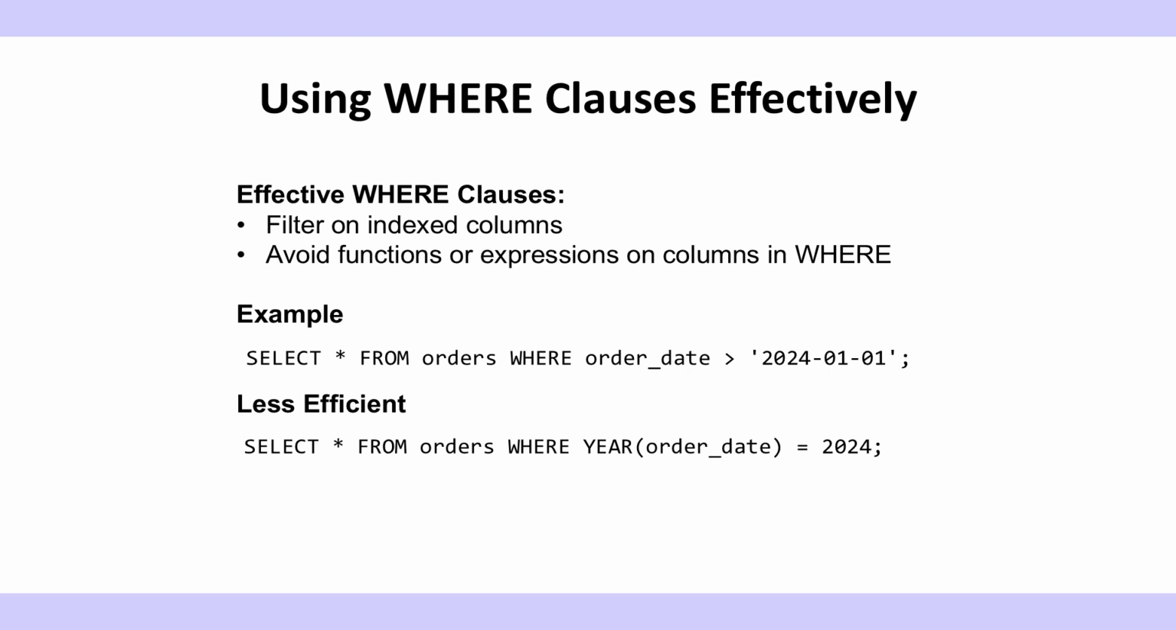This query retrieves all orders made after January 1st, 2024. Assuming the order date column is indexed, this is efficient because the database can quickly locate the rows where the order date is after the given date. Using a function like year of order date forces MySQL to apply the function to every order date value, which prevents the use of an index on order date. This makes the query less efficient because MySQL has to evaluate every row instead of just looking up rows from an index.